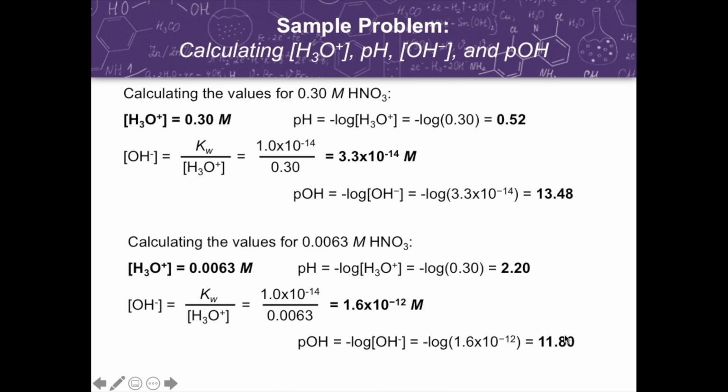So, from the previous examples, as you can see, if the pOH is higher, the pH will be lower. While if the hydronium ion is higher, the hydroxide ion will be lower.